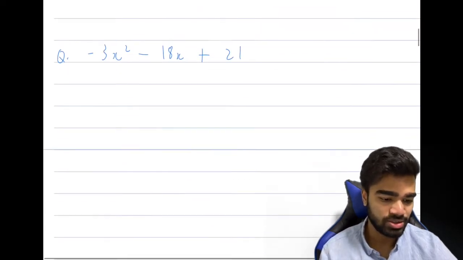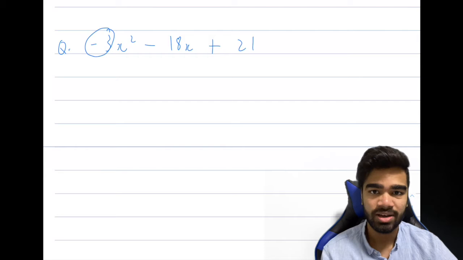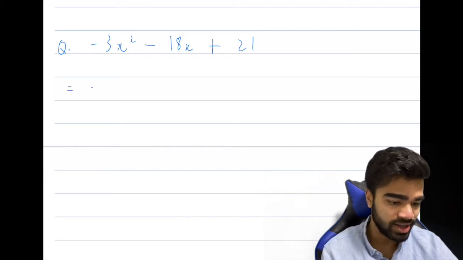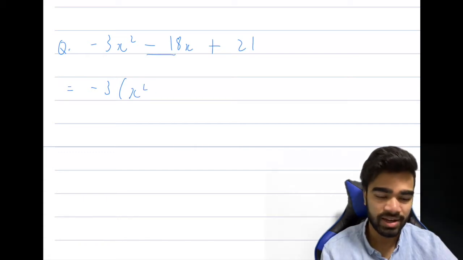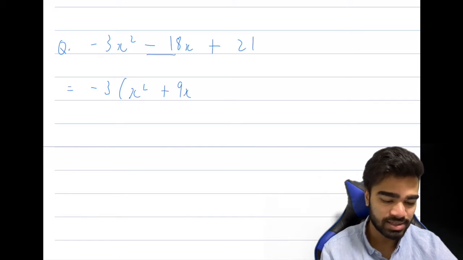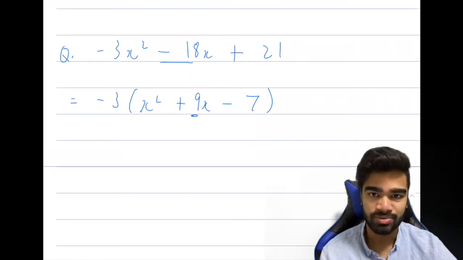All right, let's do one more question. So what should we take out here? Well, the coefficient of x squared is negative 3. So let's take out negative 3. So it'll be negative 3 times (x squared, not minus, because negative 18 divided by negative 3 is plus 6x...), and then minus 7, like so. Okay, so you can see now we have a fraction because we have to divide the 9 by 2.